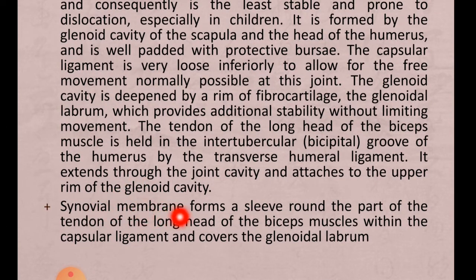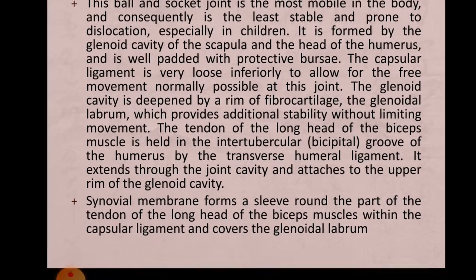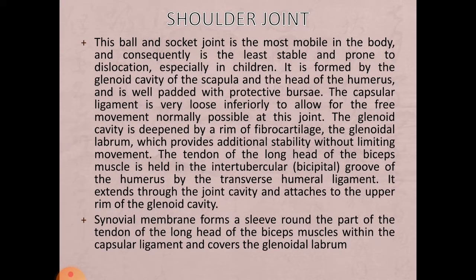The synovial membrane forms a sleeve around the part of the tendon of the long head of the biceps brachii muscle within the capsular ligament and covers the glenoid labrum. So the synovial membrane is an intracapsular structure that lies within the capsular ligament and covers the glenoid labrum.